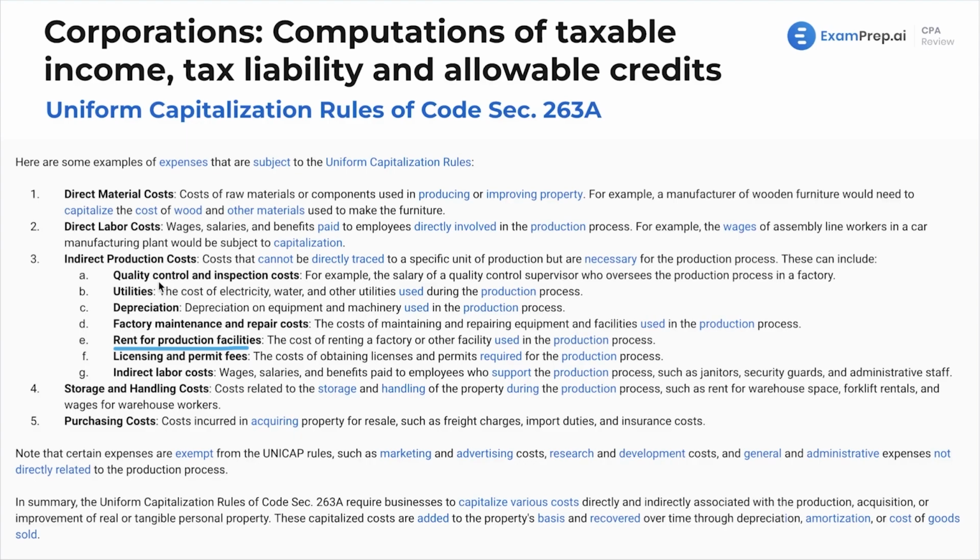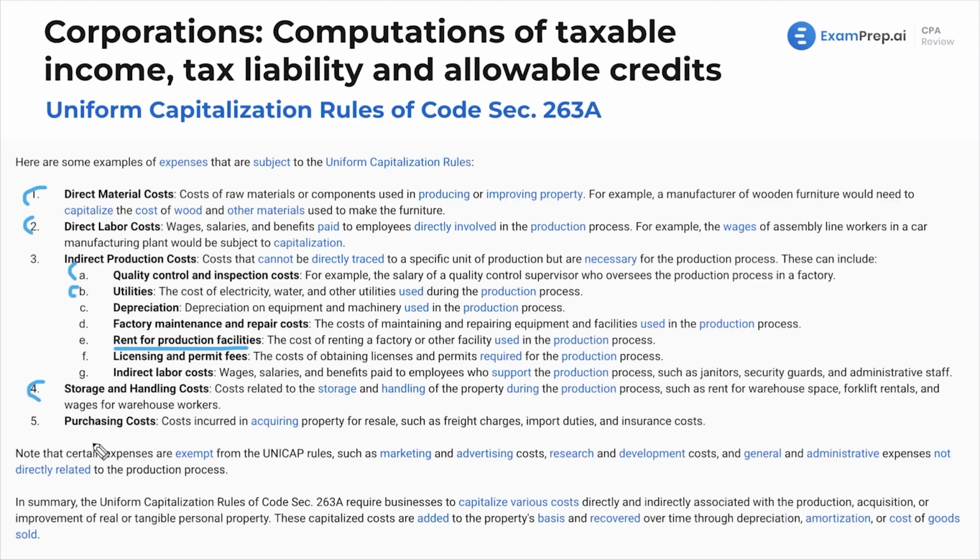Utilities, depreciation, any of these, just, again, read through them here. Memorize them if you have the time and mental brain space. Storage and handling costs and purchasing costs. I'd say I'd seen these ones more often than the other ones. And I'd say these are the more common ones. Quality control, I've seen those. Possibly utilities. But again, in a perfect world, you'd have them all memorized. And memorization is the name of the game for a lot of these exams. Make sure you memorize the formulas, everything you need to.